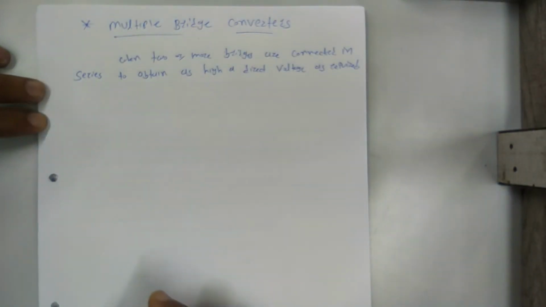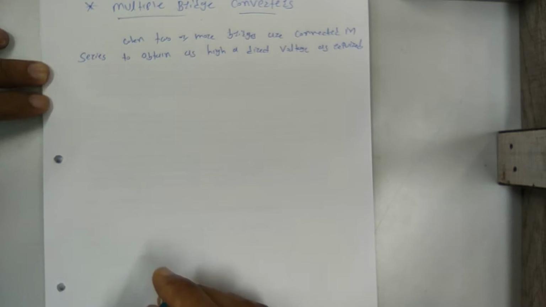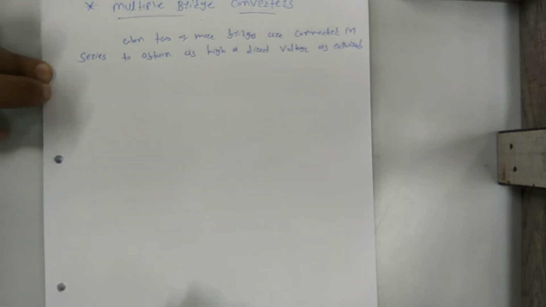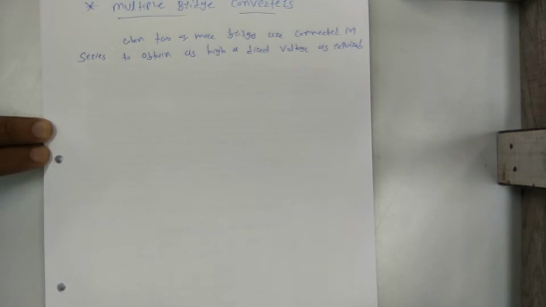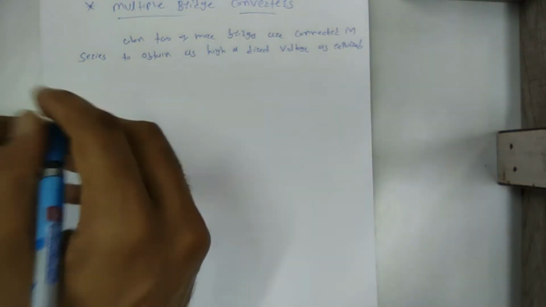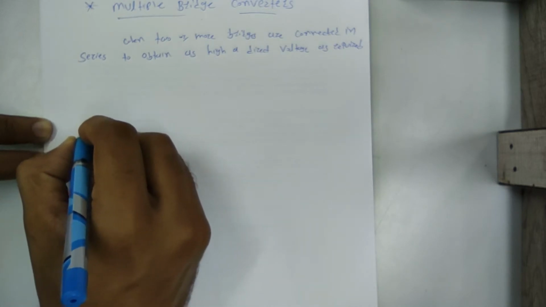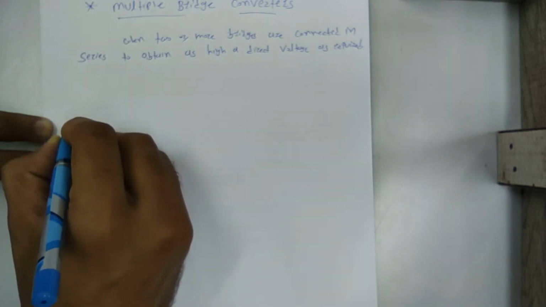So let's draw the single line diagram first for the 12 pulse converter. We have already seen this in one of the practicals. I think in the second practical we saw the 12 pulse converter, 18 pulse converter and 24 pulse converters. So that concept we will study again theoretically. So let's start the single line diagram for this.